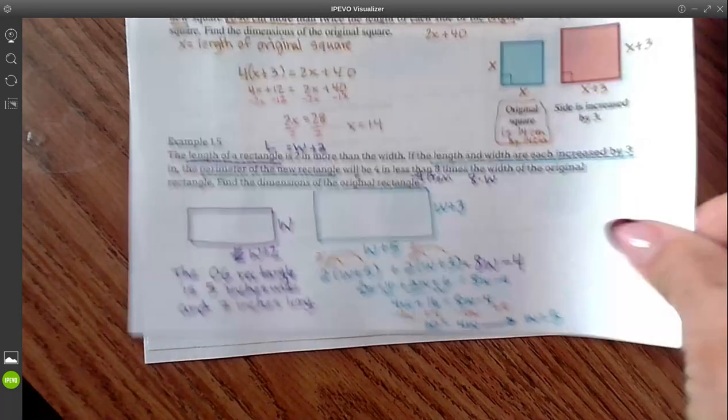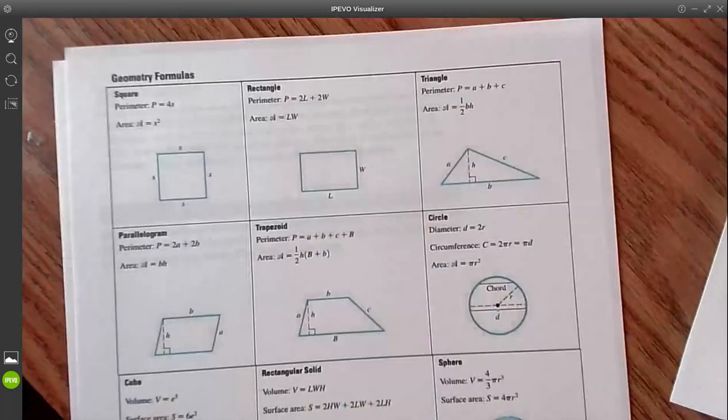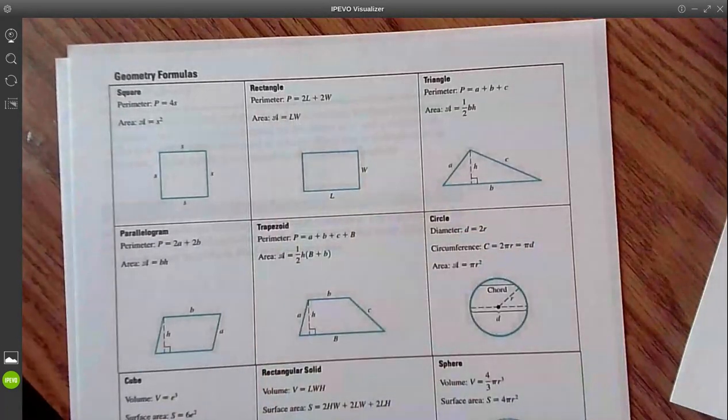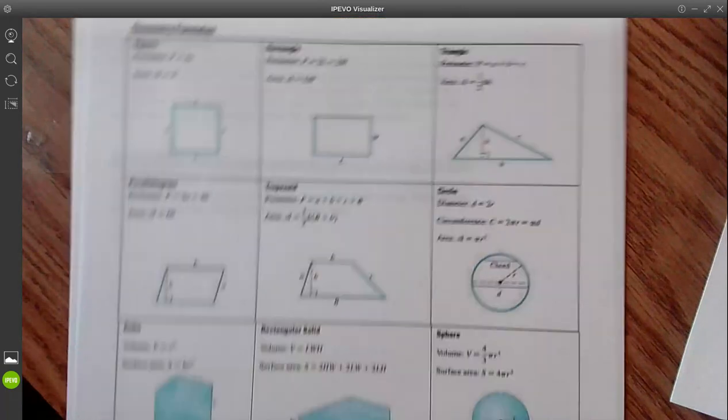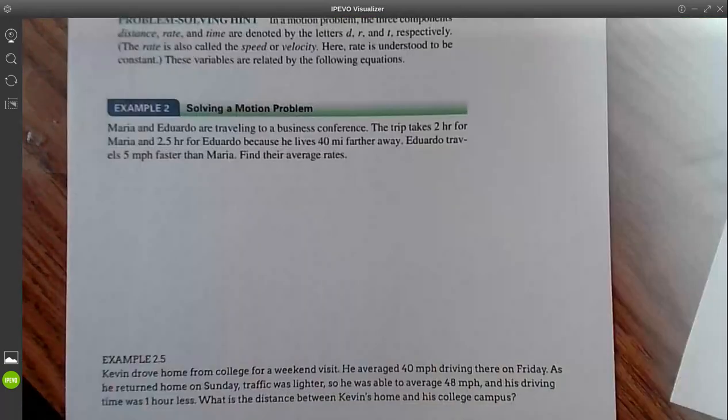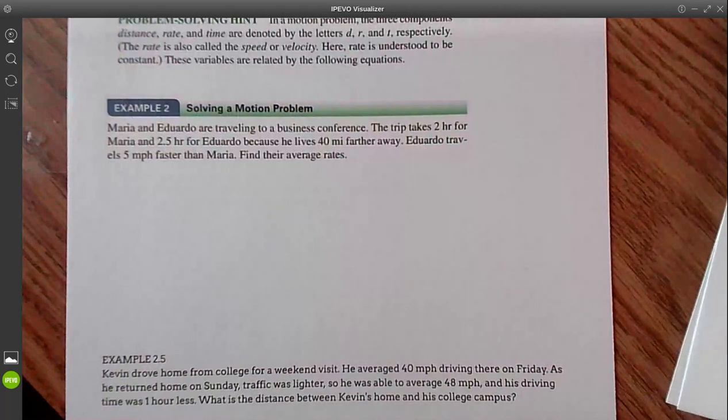Don't forget you have these formulas on the next page in case we forgot how to find the perimeter of a rectangle. They are right there. We'll keep that handy because I think we might need it later.